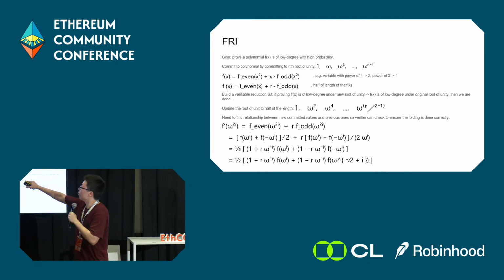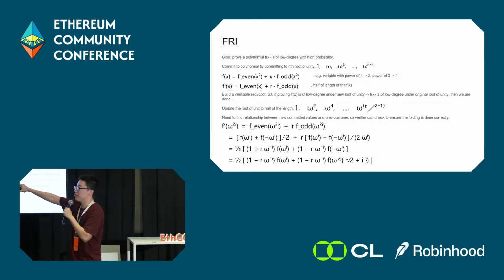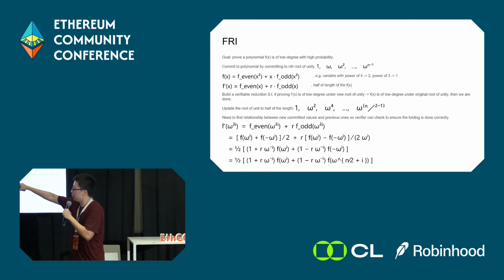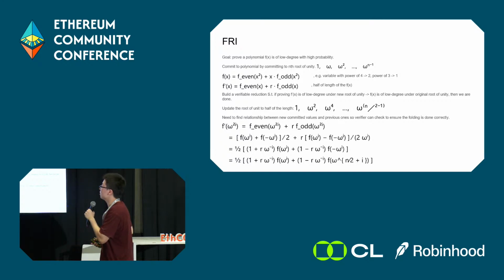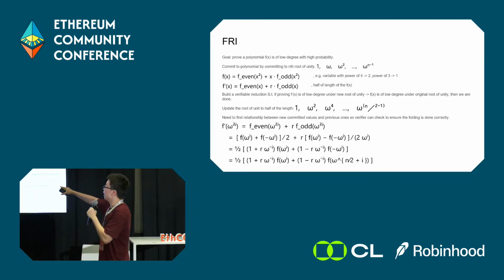And then, using a very similar process, we are folding the degree to half of the original degree, and we use a random linear combination to combine these two lower degree polynomials into a polynomial of half the degree. So, it's exactly the same process. We want to build a verifiable reduction such that if proving f(x) is of low degree on the new root of unity, which I haven't figured out yet, then we can prove the original polynomial is of low degree under the original root of unity. And then we have recursively solved the problem.